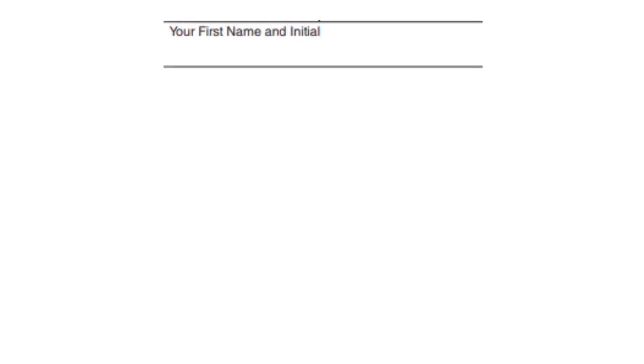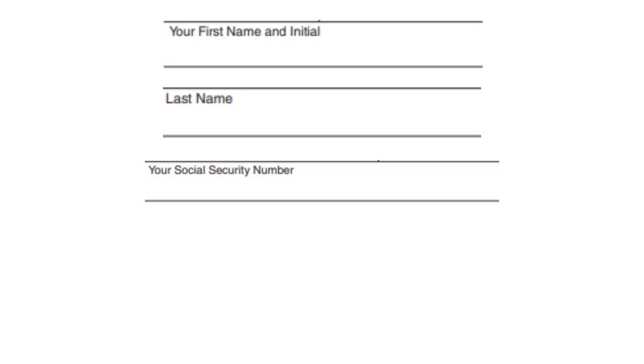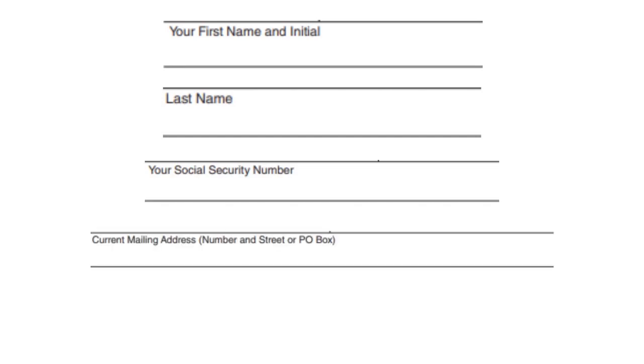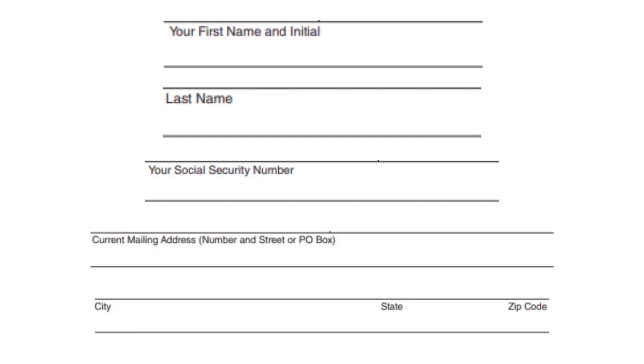Now, let's walk through how to fill out Form W4N. If you submit a W4N, you must fill out all of the lines of information seen here at the top of the form. Start by filling out your first name and middle initial, last name, social security number, current mailing address, and your city, state, and zip code.